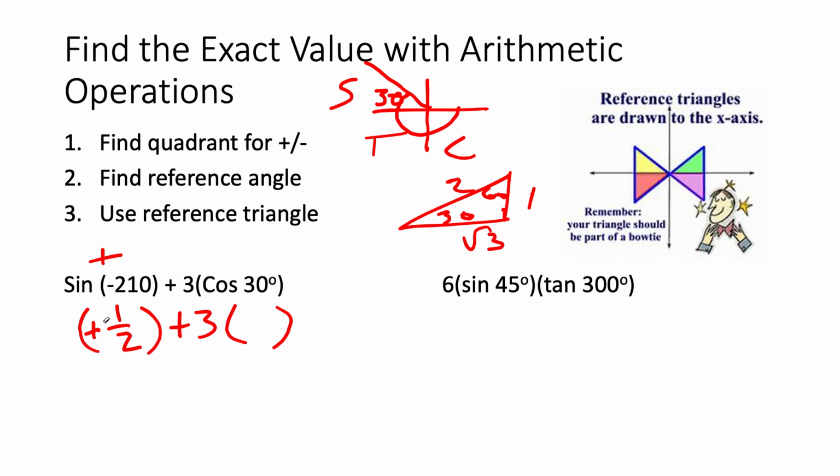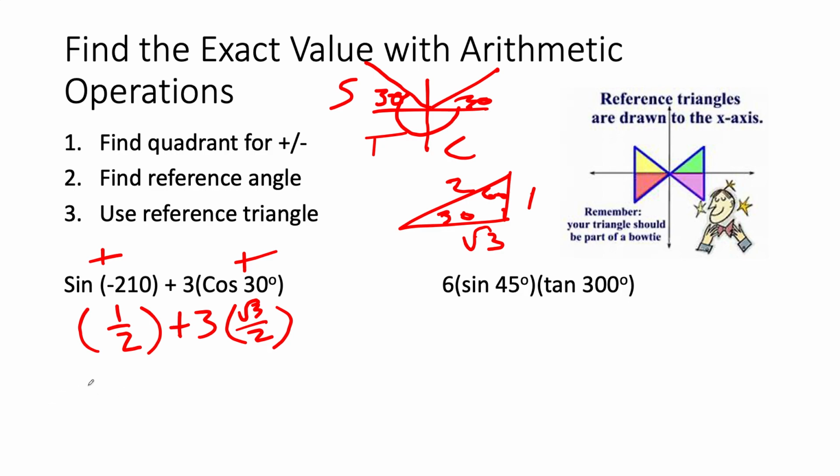Bear with me. In the meantime, let's see if we can figure out what the cosine of 30 is. Cosine of 30, quadrant 1. Everything in quadrant 1 is going to be positive. I know this is going to be positive. I go to my 30-degree angle, adjacent over hypotenuse, square root 3 over 2. And now I just do the math problem.